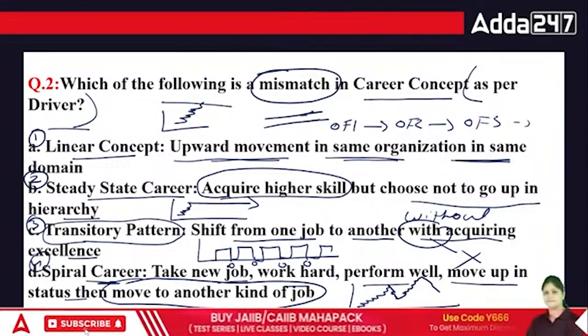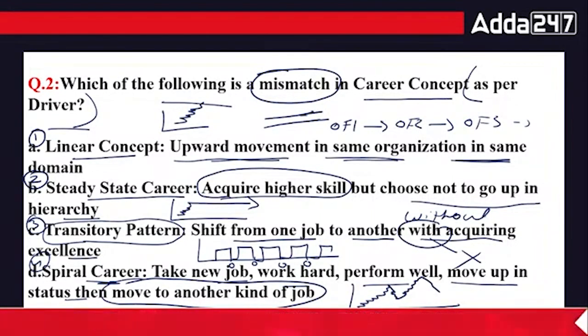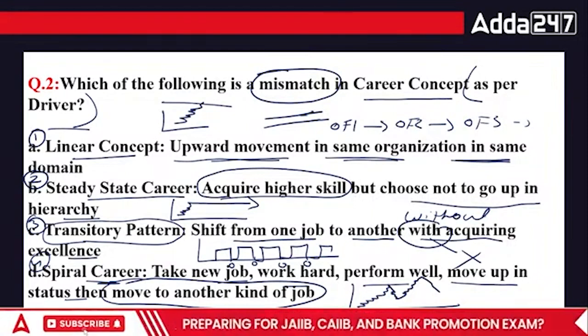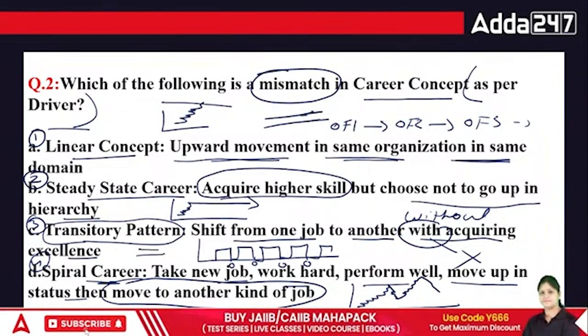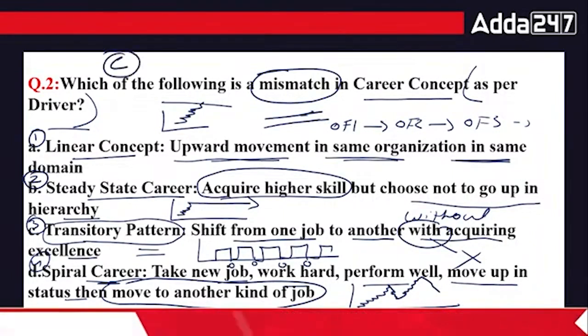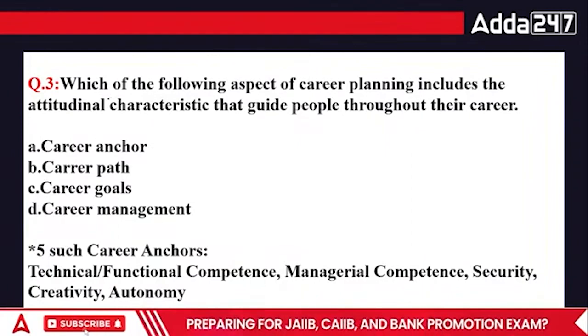So these are the 4 career anchors given by Michael Driver. Here the third one is the wrong one. So C is the right answer. Now we have the third question.